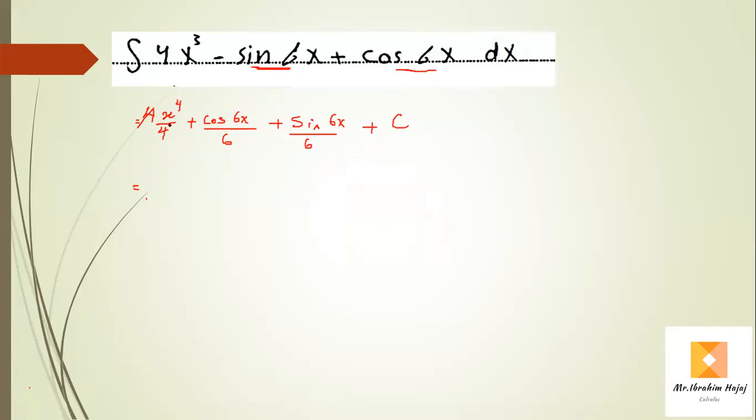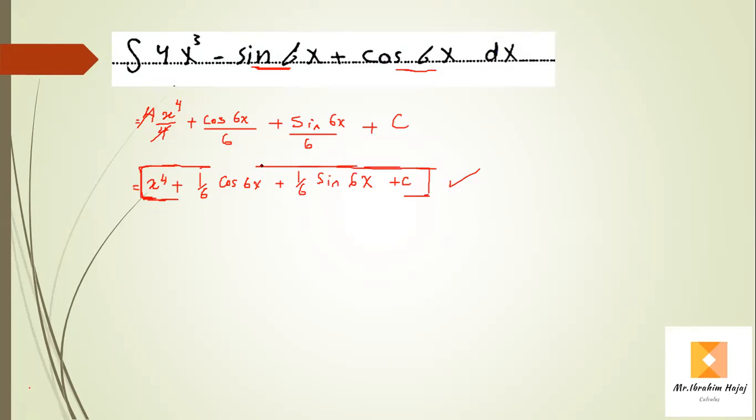Simplify: x to the power of 4, plus cosine 6x times 1 over 6, plus sine x, plus c. This is your final answer. Okay, guys? Ask me if you have any questions. Till now, it's okay? Any questions?